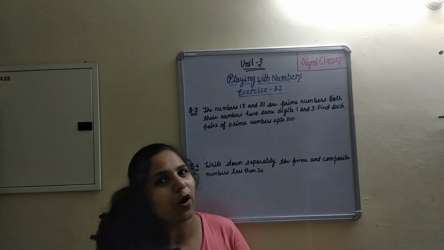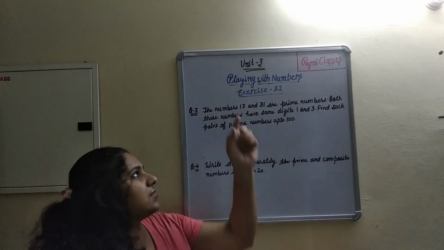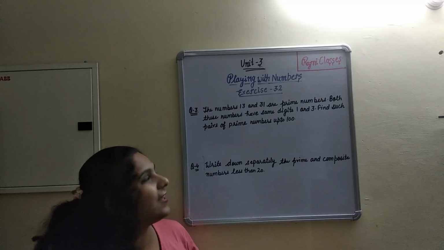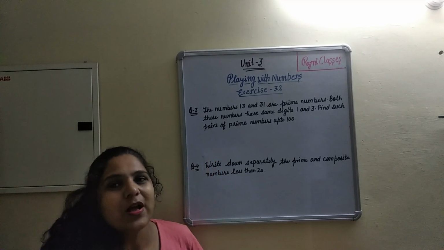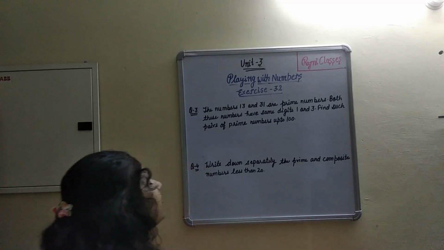Today we are going to continue our Unit 3 playing with numbers, exercise 3.2 part 2. In part 1 we have already completed question 1 and 2 and today we start with our question number 3. Okay, let's start with it.